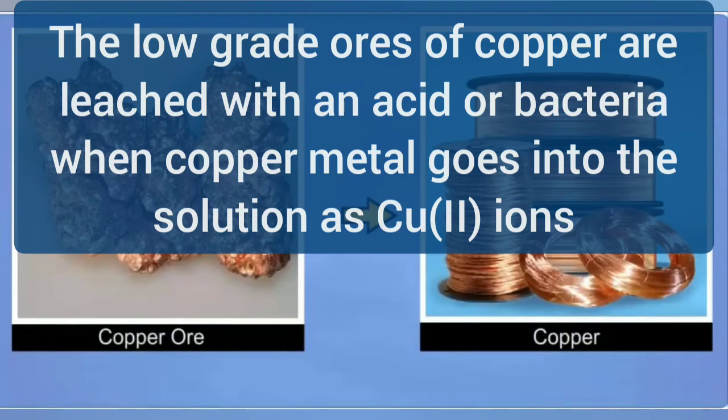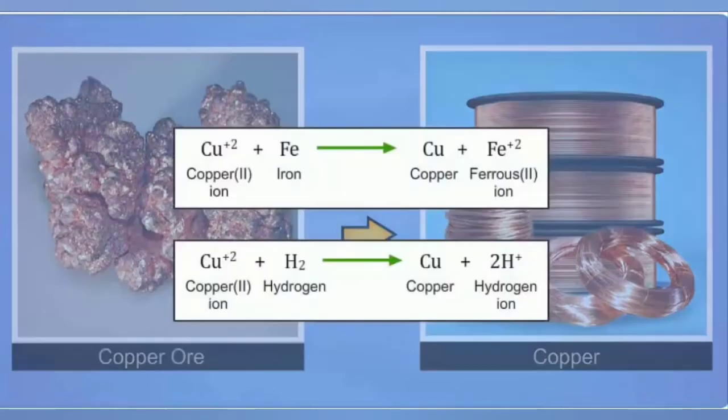The low-grade ores are leached by treating with an acid or bacteria, when copper metal goes into the solution as Cu2+ ions. The solution containing Cu2+ ions is then treated with scrap iron or hydrogen gas to obtain copper. Since the standard electrode potential of the iron redox couple or that of the hydrogen redox couple is lower than that of the copper redox couple, iron and hydrogen can displace copper from Cu2+ ions.